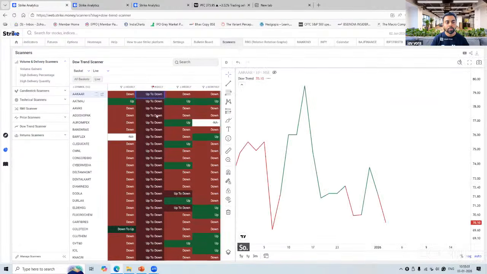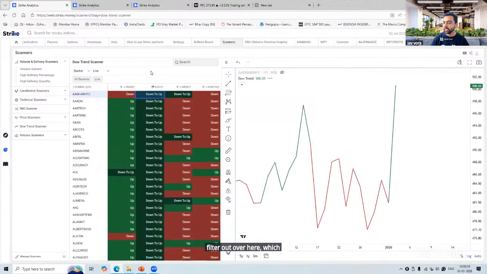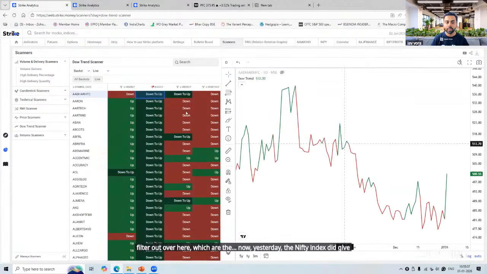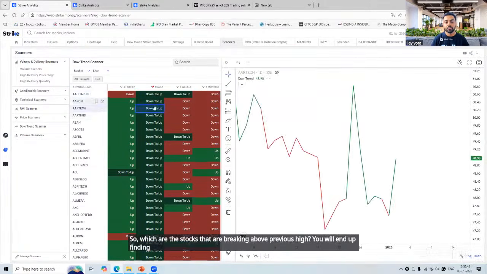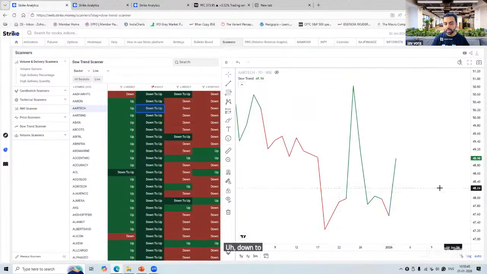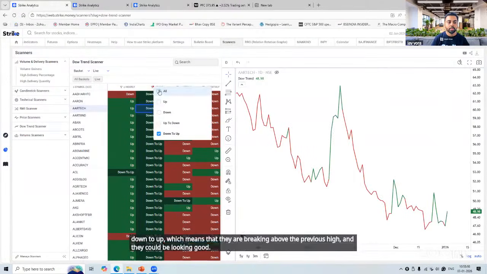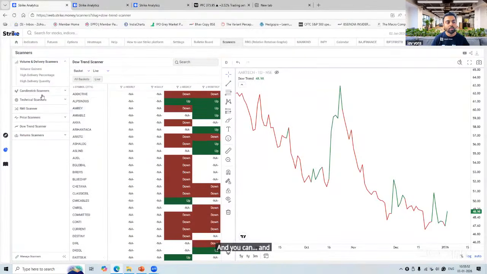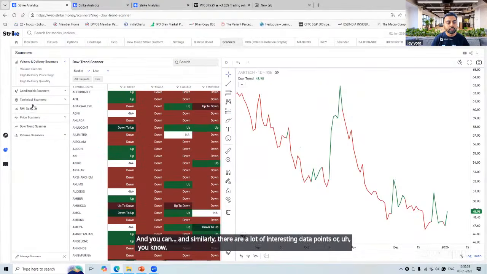So all you can do is filter out over here. Yesterday the Nifty index did give a breakout, right? So which are the stocks that are breaking above the previous high? You will end up finding them in the signals of down to up, which means they are breaking above the previous high and they could be looking good. And similarly, there are a lot of interesting scanners that we have over here.